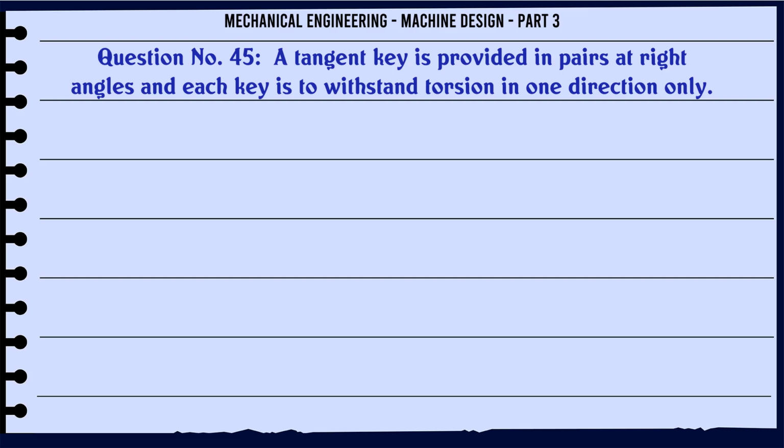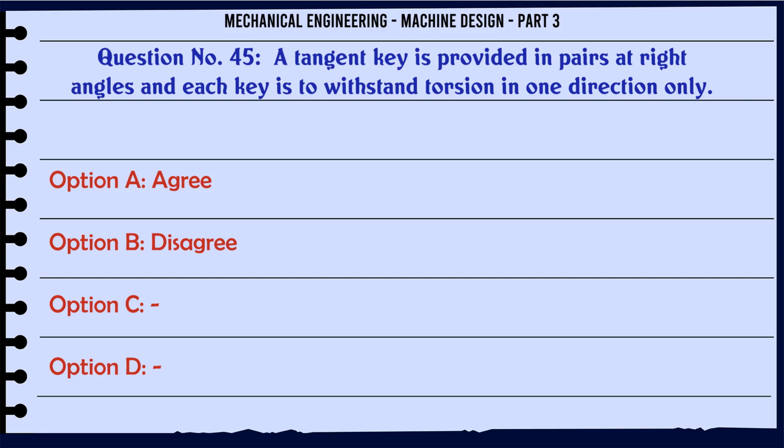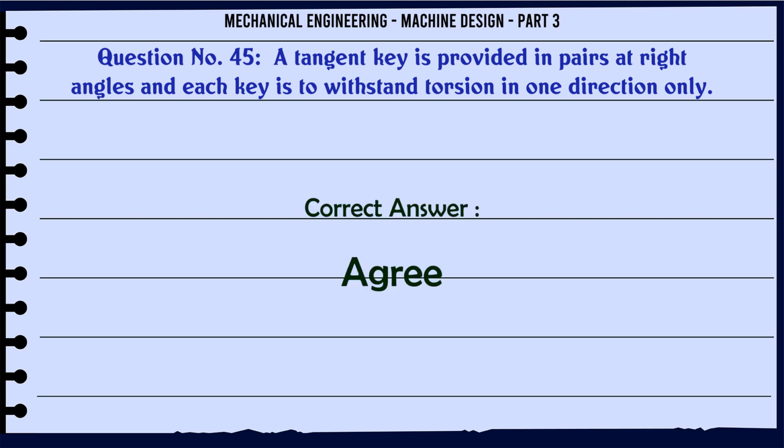A tangent key is provided in pairs at right angles, and each key is to withstand torsion in one direction only. A. Agree. B. Disagree. C. ___. D. ___. The correct answer is agree.